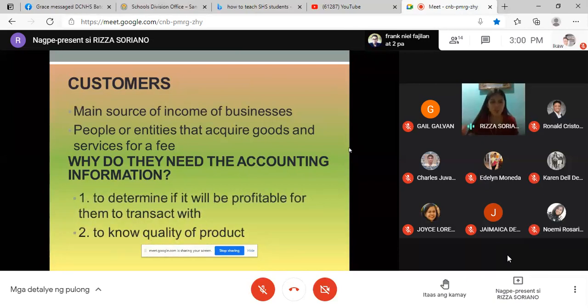Okay, so accounting information helps the customers to determine if it will be profitable for them to transact with the business. This is especially true if the customers plan to build a long-term relationship with that business. It means accounting information is important for customers who plan to be part of that business in their plans in the future. Then, accounting information helps the customer to know the quality of the product. So, question, class. How do we know the quality of a product based on the accounting information in the financial statement? How can we say that a product is of good quality based on the accounting information?